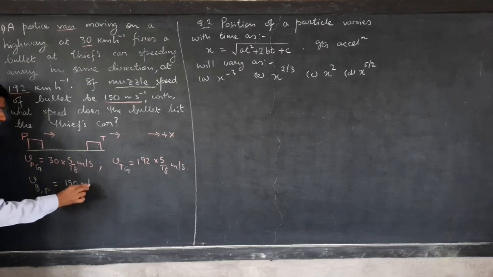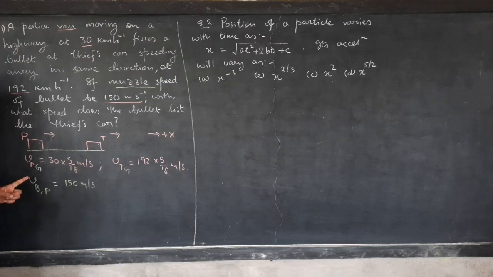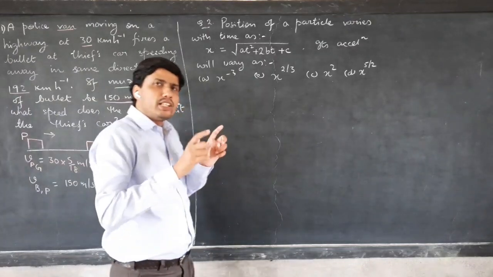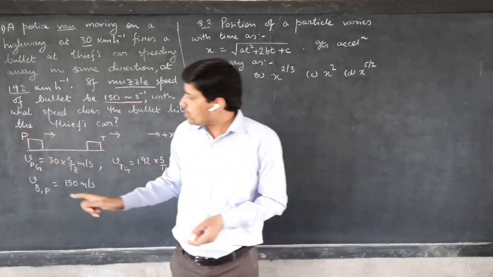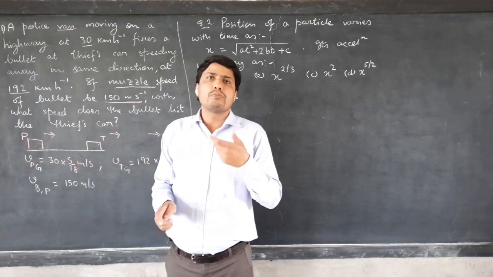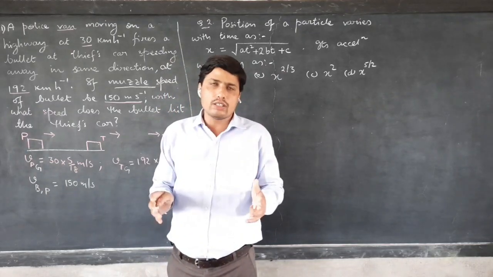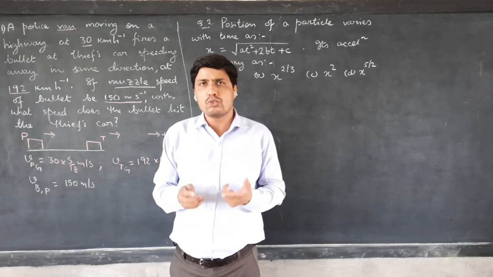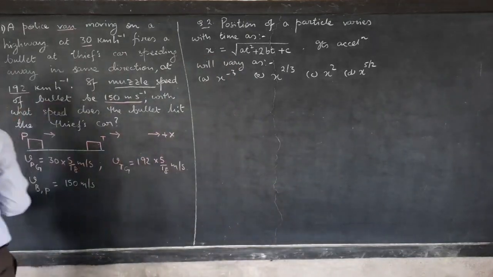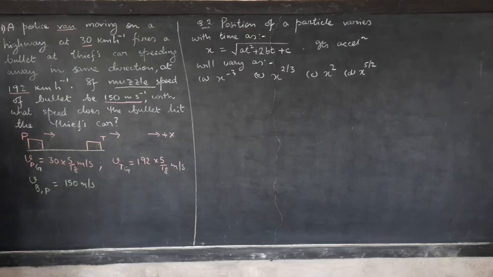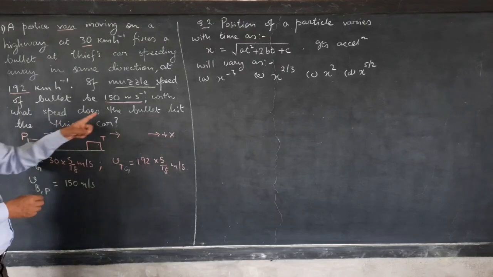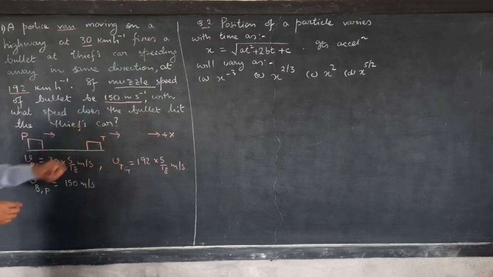Now, why did I write P here? I wish to write the velocity of the bullet with respect to the pistol, but the pistol is in the hands of the policeman, and the policeman is inside this van, which I am writing as P. So both the pistol and the police van are moving together. So whether you write with respect to the pistol, or with respect to the policeman inside the van, or with respect to the van itself, doesn't make any difference. So it is 150 meters per second. What we have to find is the velocity of the bullet with which it hits the thief's car.